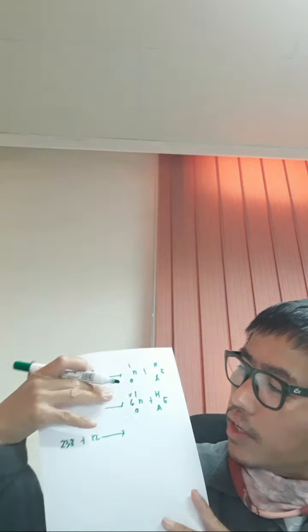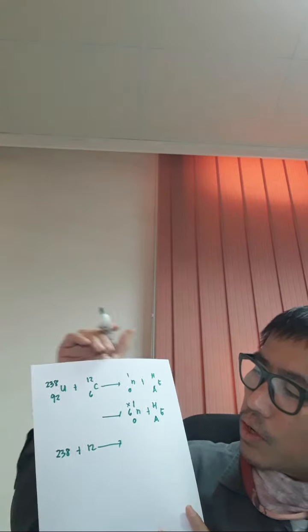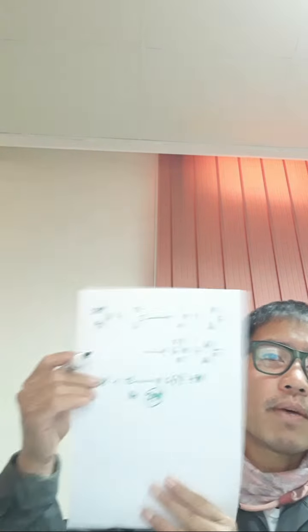The mass number of the reactant is equal to the mass number of the product. So 12 plus 238 is equal to 6 times 1, because the coefficient refers to the charge, plus M. Then our M will be 250 minus 6, that is 244. Our mass number is 244. And then our atomic number will be 92 plus 6 is equals to 0 plus A. Then A is equals to 98.